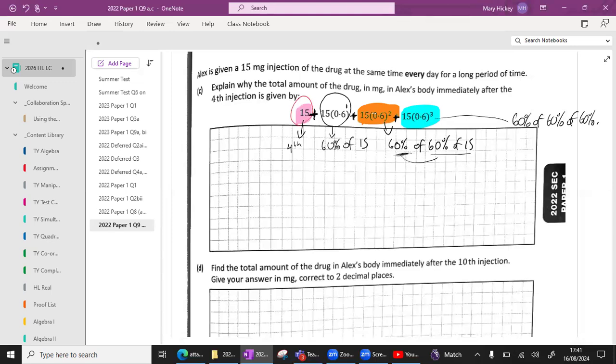So you will have a little bit left over from the 1st injection by the time you get to day 4. By the time you get to day 5, you will still have a little bit of injection 1 left over, but it gets smaller and smaller and smaller, because you're getting 60% of 60% of 60% of 60% and so on. So I hope that explains it, that you understand it. Any questions, you can let me know.